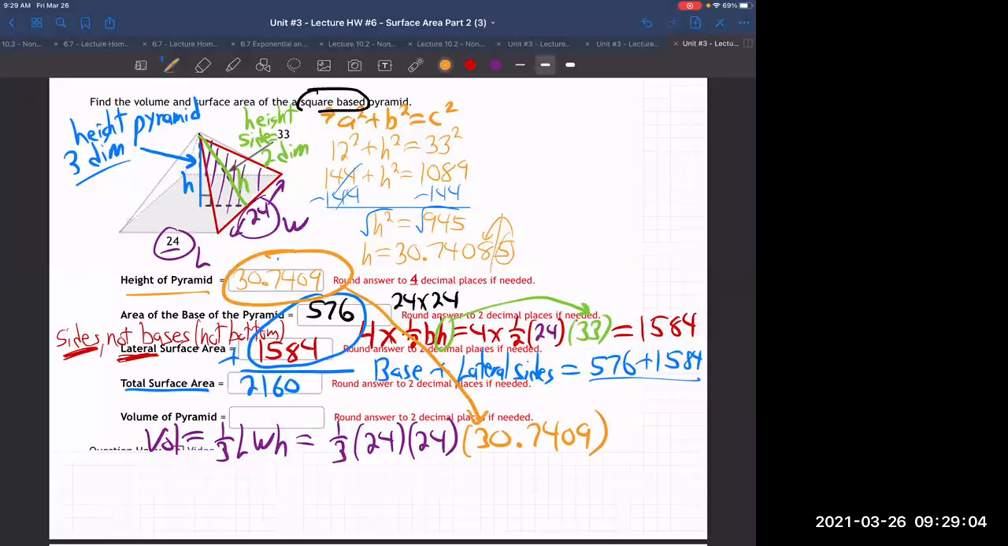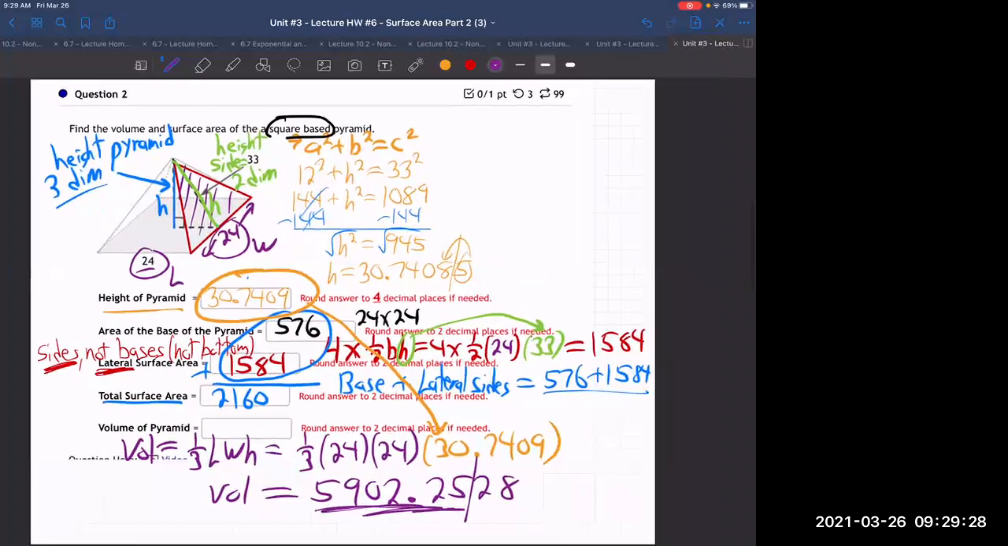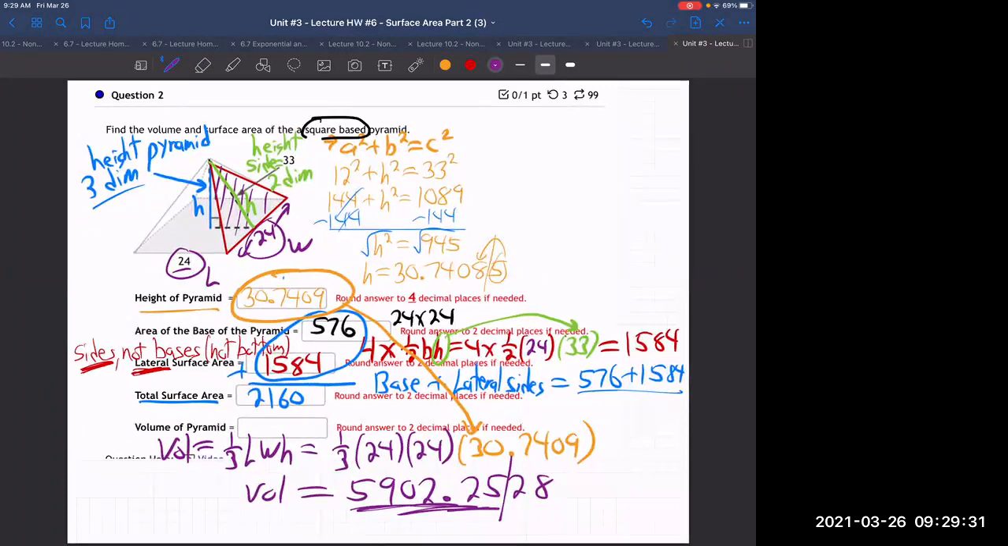I'm getting, what am I getting? I'm getting the volume is 5902.2528. They want us to round to 2 decimal places. It says, cut it right here. There we go. 5902.25. So there we go. That's how we find the volume on that. Questions I can answer on that one?